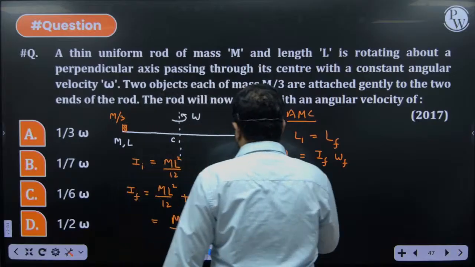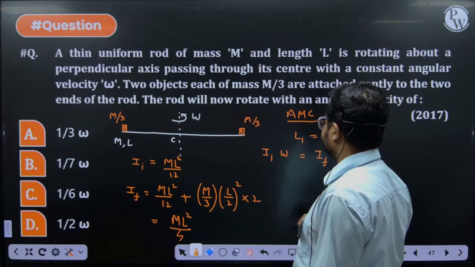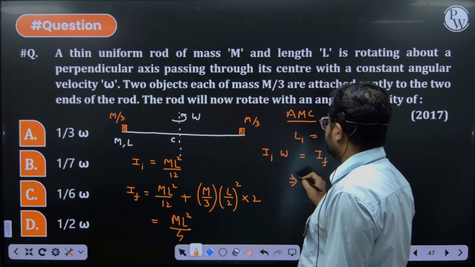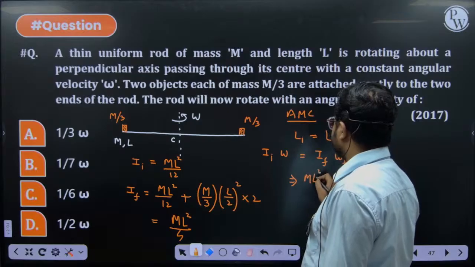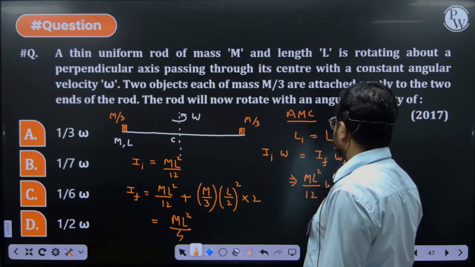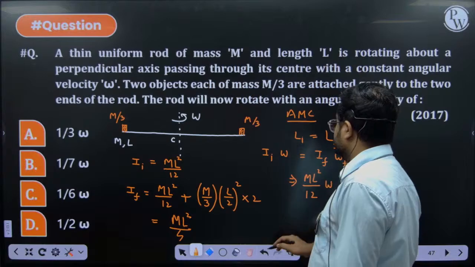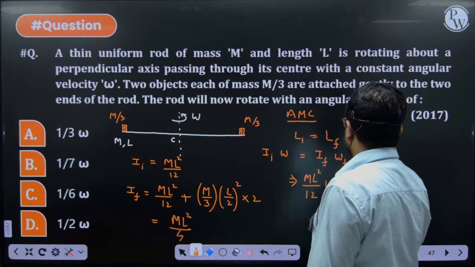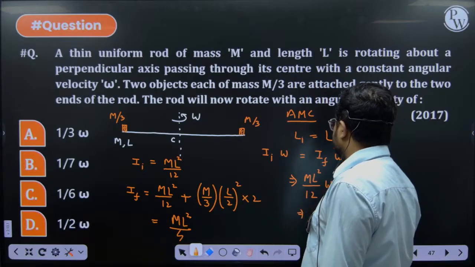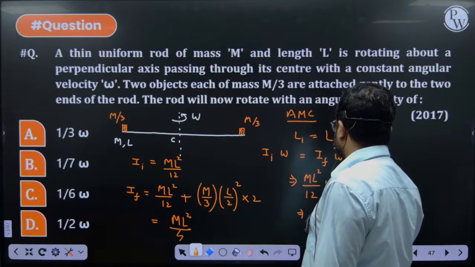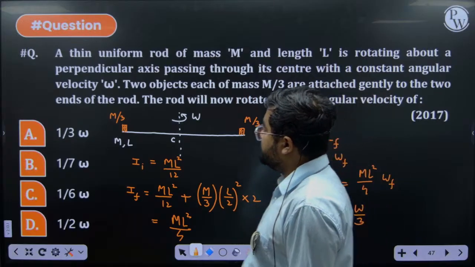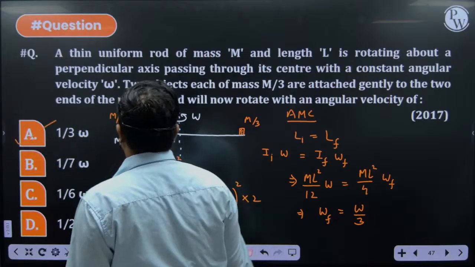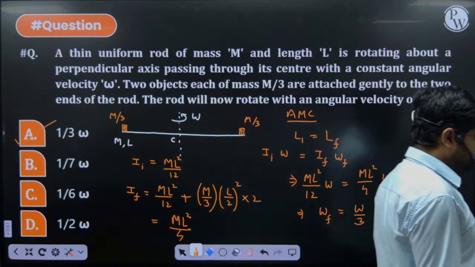Now we just put the values in the equation. I initial omega equals I final omega final. So omega final comes out as omega by 3. So the correct option is 1/3 of omega, first option.